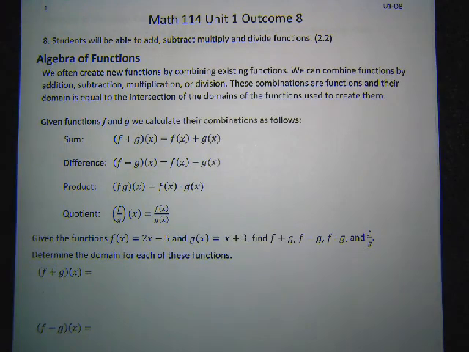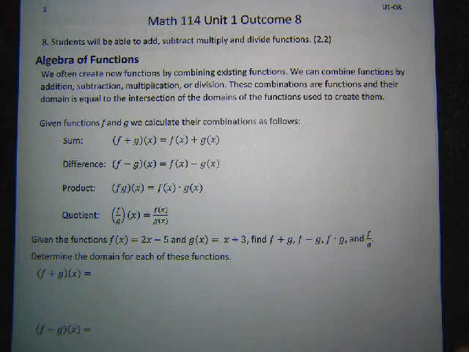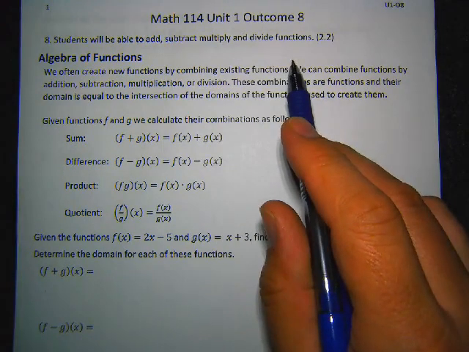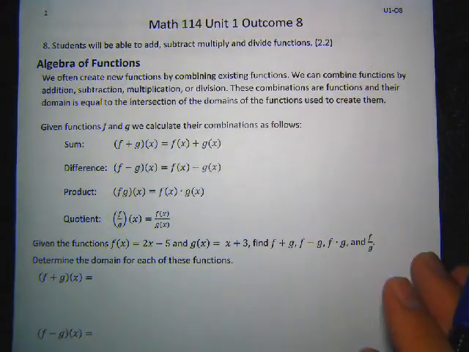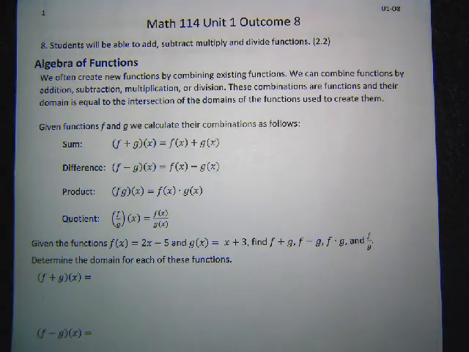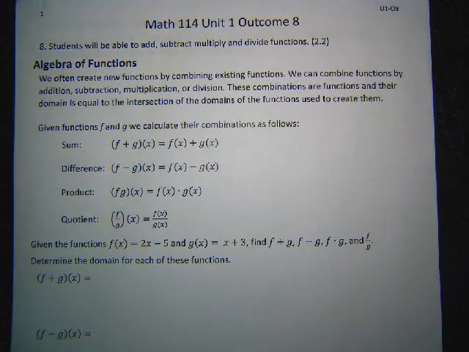Hello and welcome to our Outcome 8, so our 8th set of notes for college algebra. So we're getting closer to the end of this unit. We got Outcome 8 and then we got 3 more units outcomes after this. In Outcome 8 we're going to introduce this idea of adding, subtracting, multiplying, dividing pairs of functions.